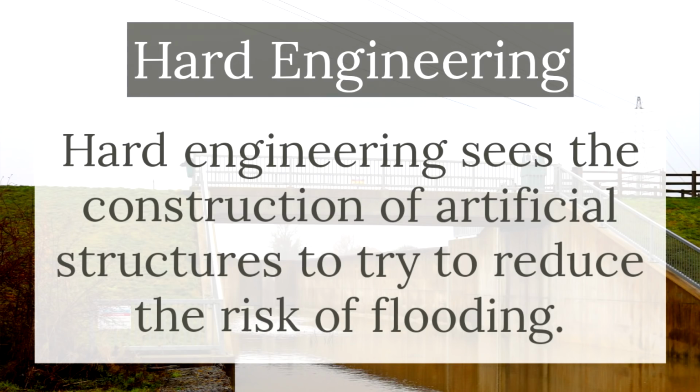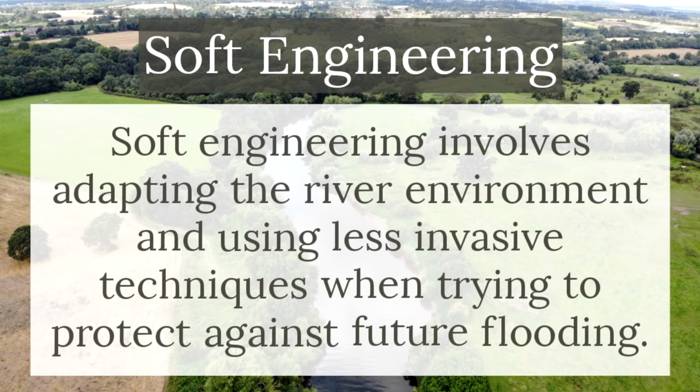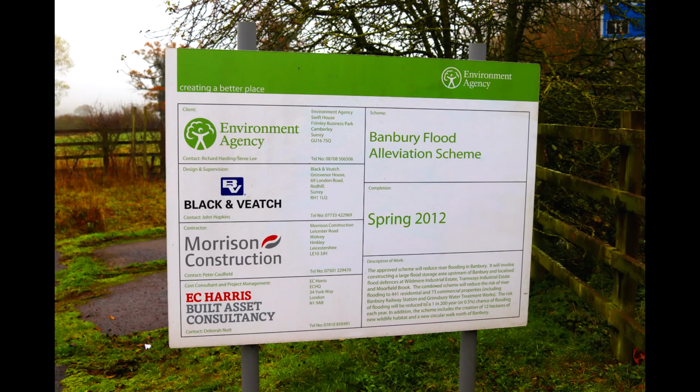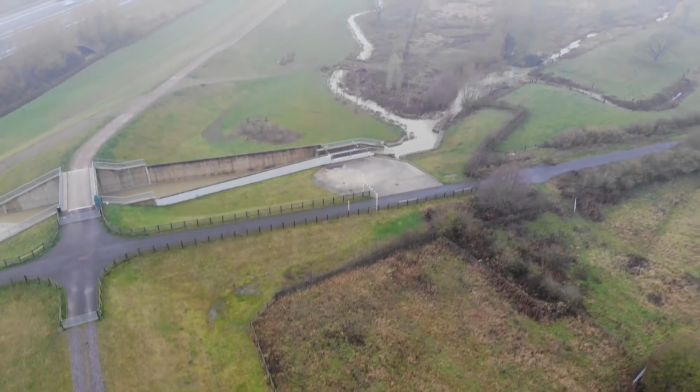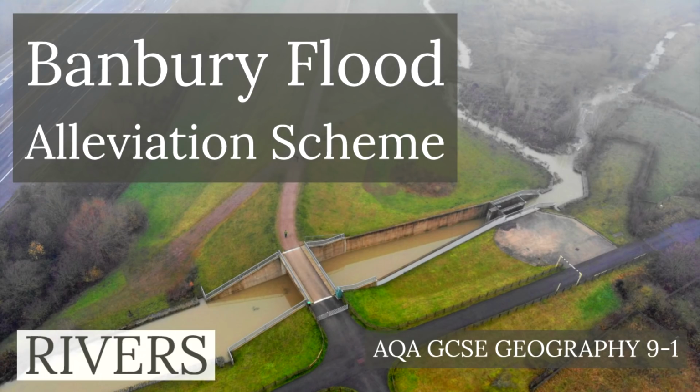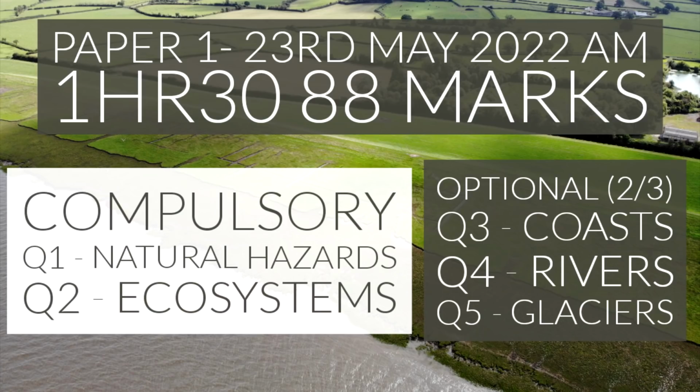Then looking at river management strategies, such as hard and soft engineering. And finally, you look at a management strategy example. Possible examples could include looking at the River Tees or the River Severn and its estuary, managing floods in Banbury or the Jubilee River Flood Relief Channel. The final section of Paper 1 looks at glaciers.